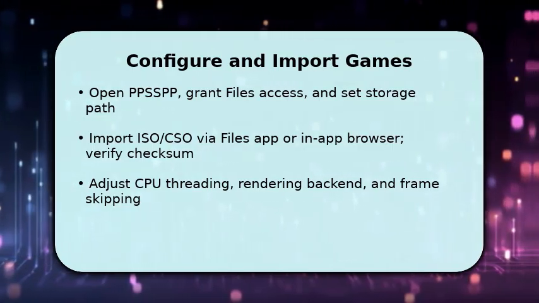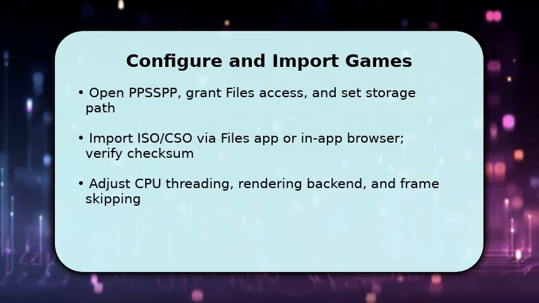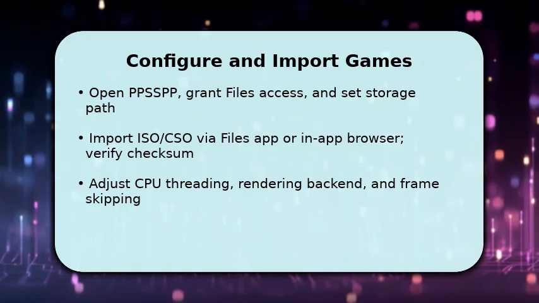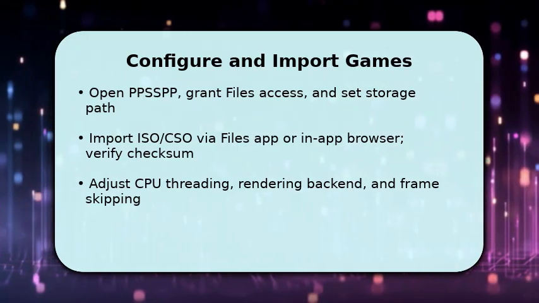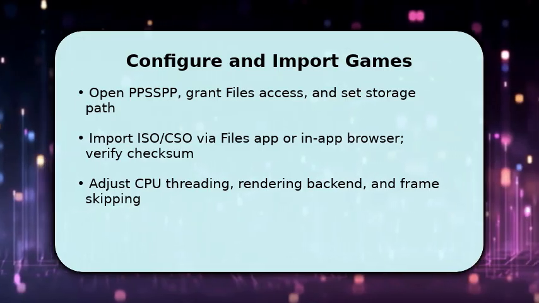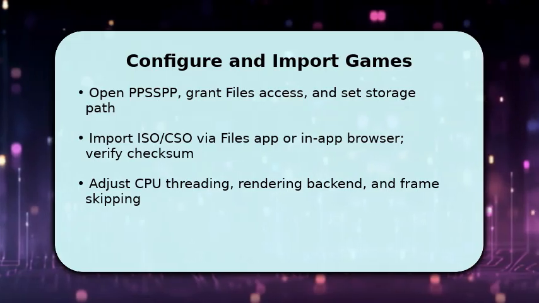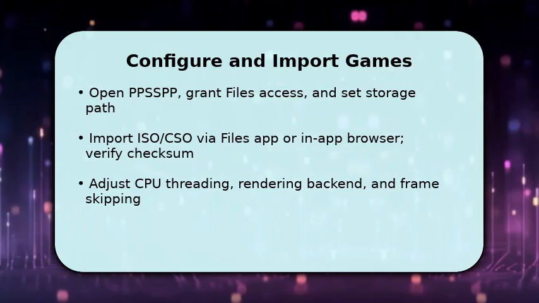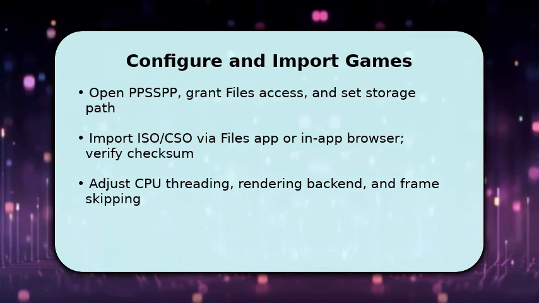You then import games either by tapping an ISO in Files and choosing Open with PPSSPP or using the in-app file browser. Make sure the file checksum matches your dump to avoid corruption. After the game appears, go to Settings to set rendering backend, enable or limit frame skipping, and tweak CPU threading. These settings balance battery, heat, and performance depending on your device model.